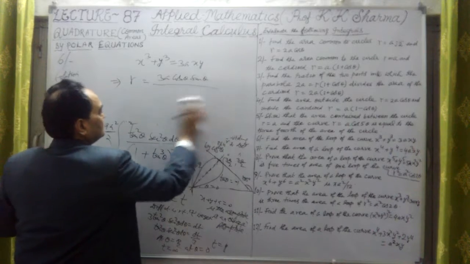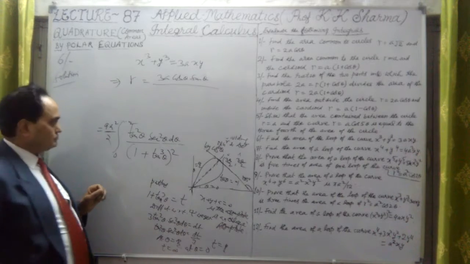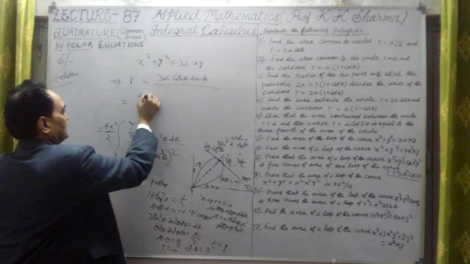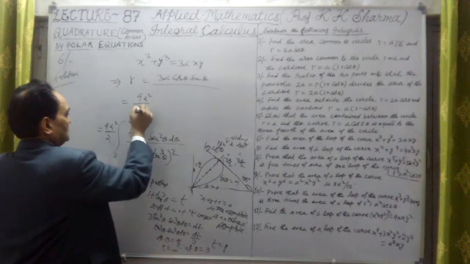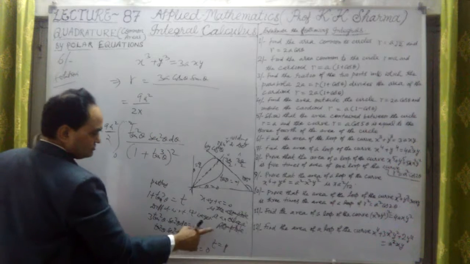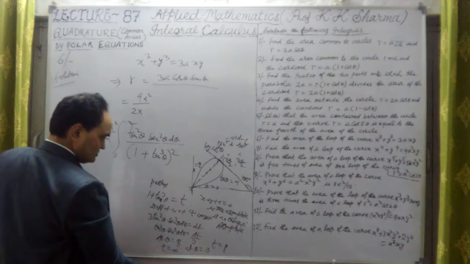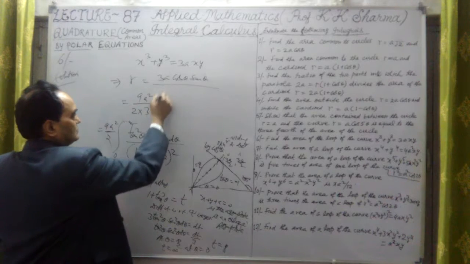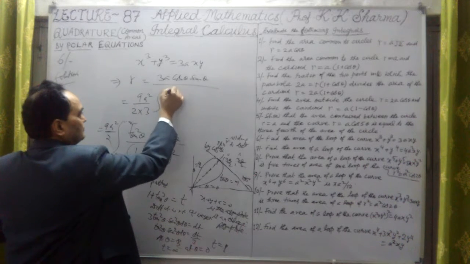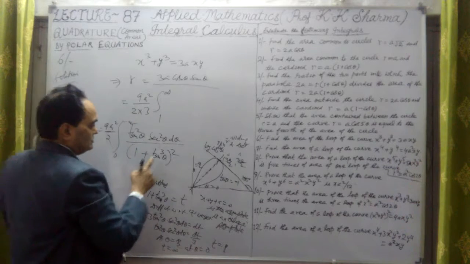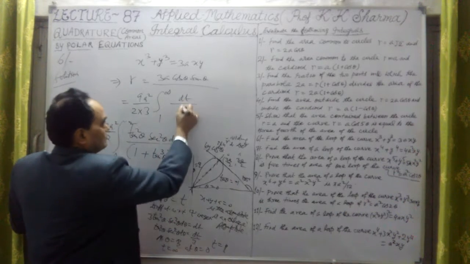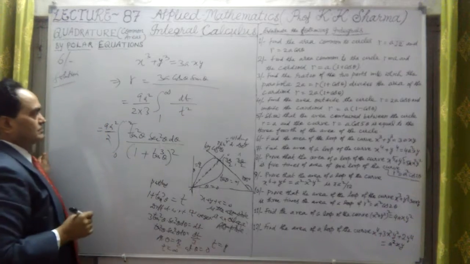Therefore the new limits here are 9a square upon 2, and the 1 by 3 is also there, from dt by 3. So this 1 by 3 will come outside. The limits are 1 to infinity, and this is dt upon t square. This is the final value.